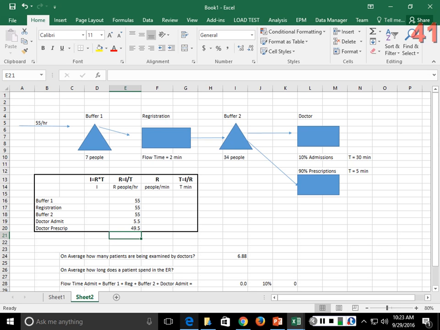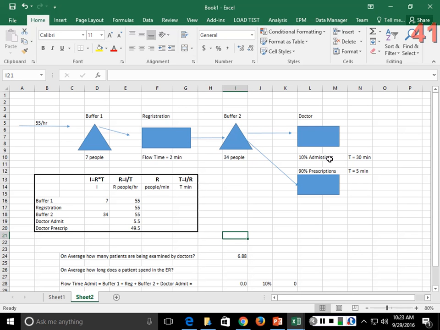Okay, Andrew, I'd like to fill in my inventory that I know. What inventory do I know from this problem? Buffer 1 has 7 people. Mm-hmm. And what else? Buffer 2 has 34. Buffer 2 has 34. Okay, Emily, I'd like to fill in the activity times that I know. What do I know about activity times from this? Well, there's 30 minutes and 5 minutes.